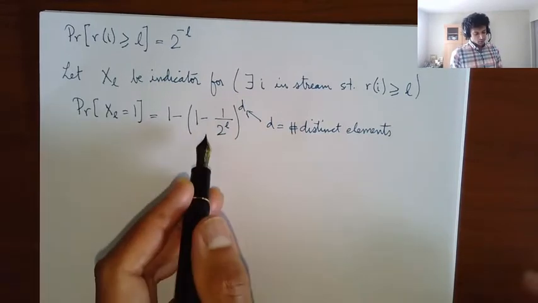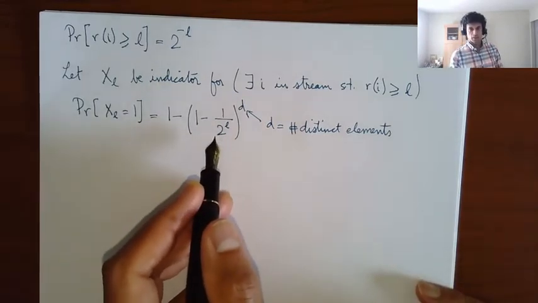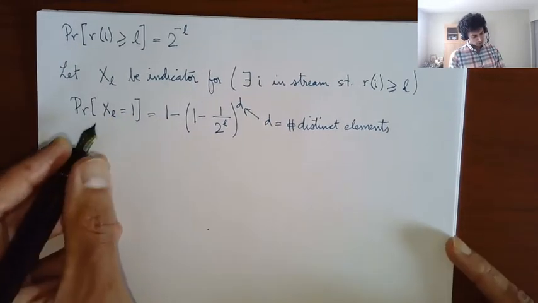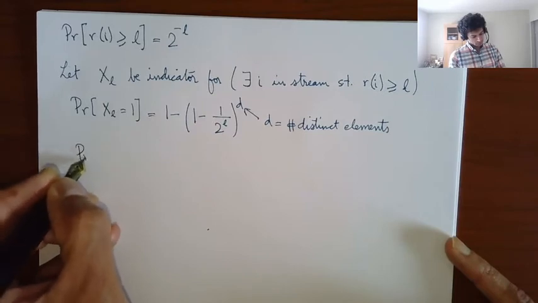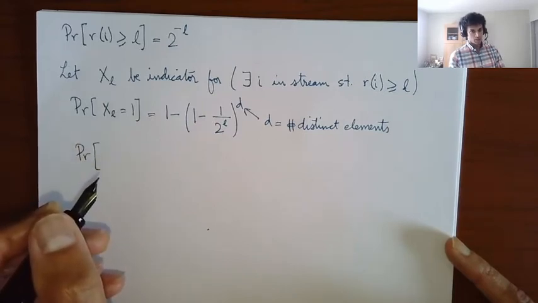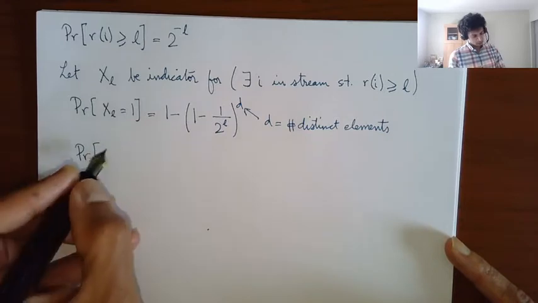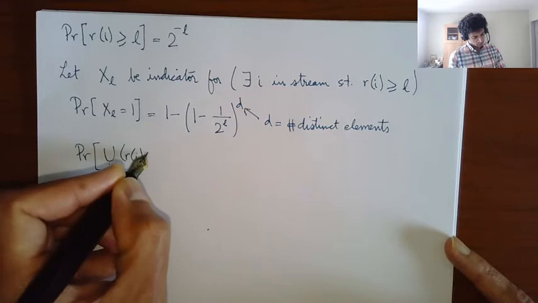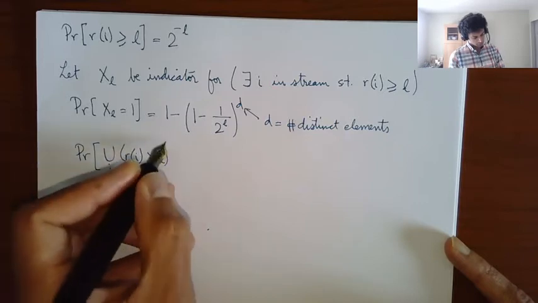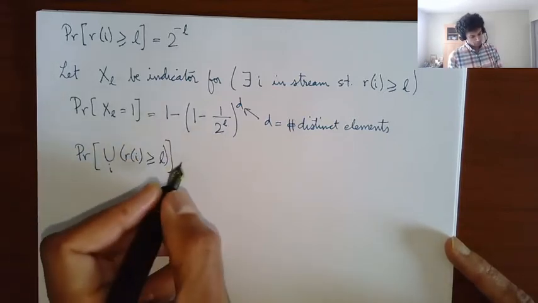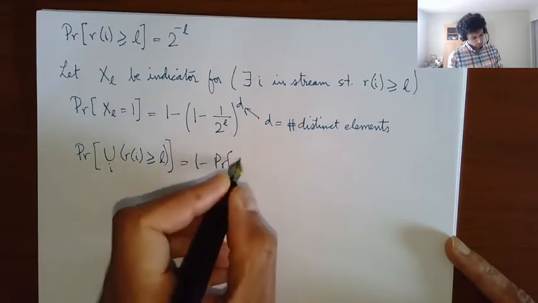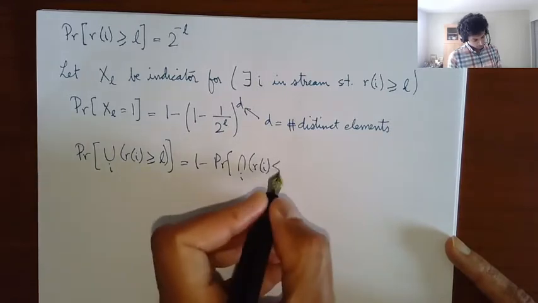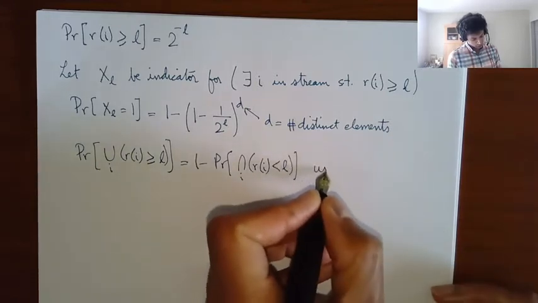Now, here I use the fact that the hash values are all independent. So the probability that XL is equal to 1 is the probability that one of these events happens, the union over I of R of I greater than L, which I just write as 1 minus the probability of the intersection of R of I strictly less than L, and then use independence.